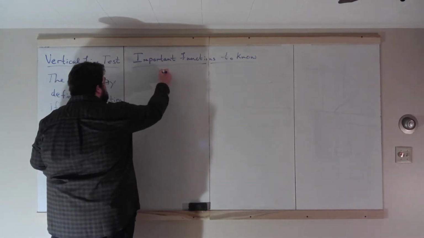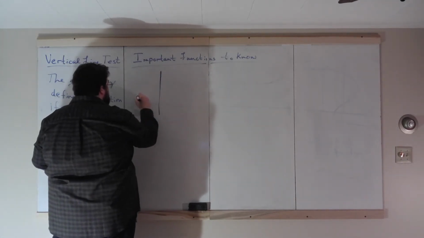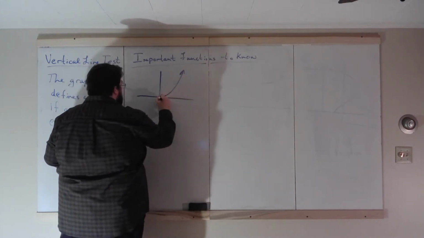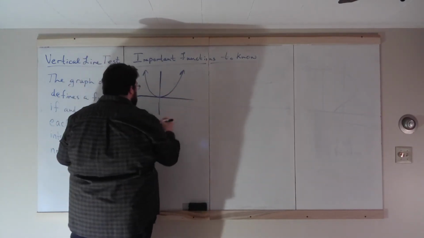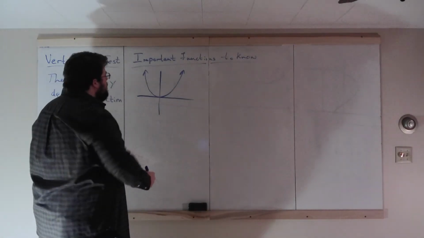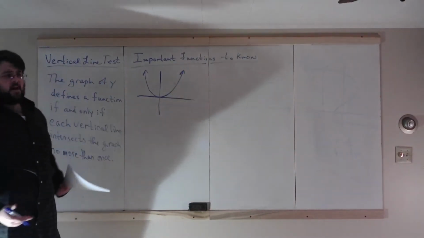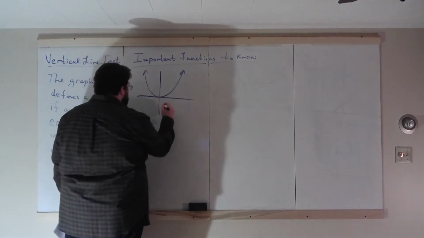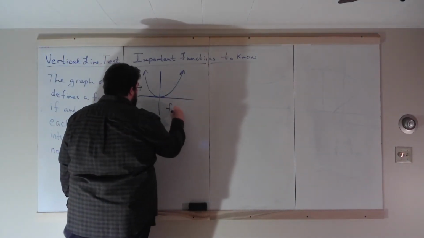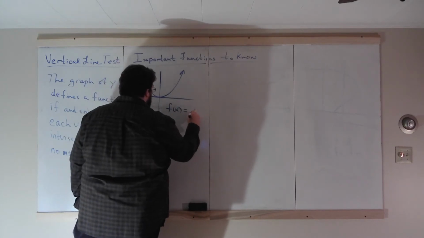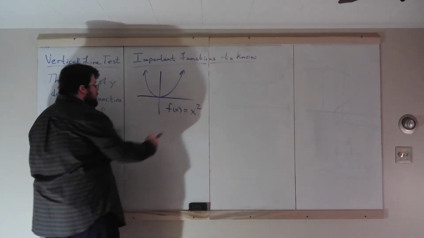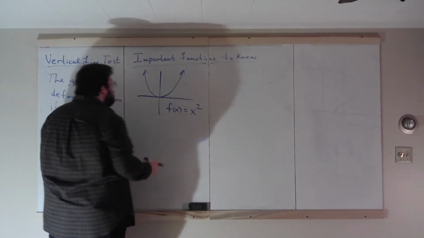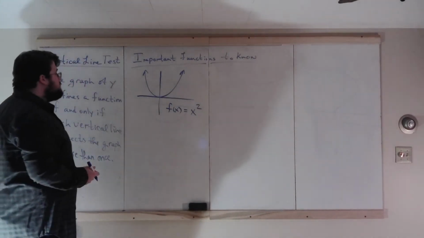Important functions. Well, here's a graph of an important function. We have our x and y axis. Right here we have the parabola. This is given by y equals x squared. When the graph defines a function, we'll actually use a functional notation, which I'll introduce here. If the graph gives a function, we'll use this notation, f parentheses x end parentheses, read f of x. Right here we have f of x equals x squared.